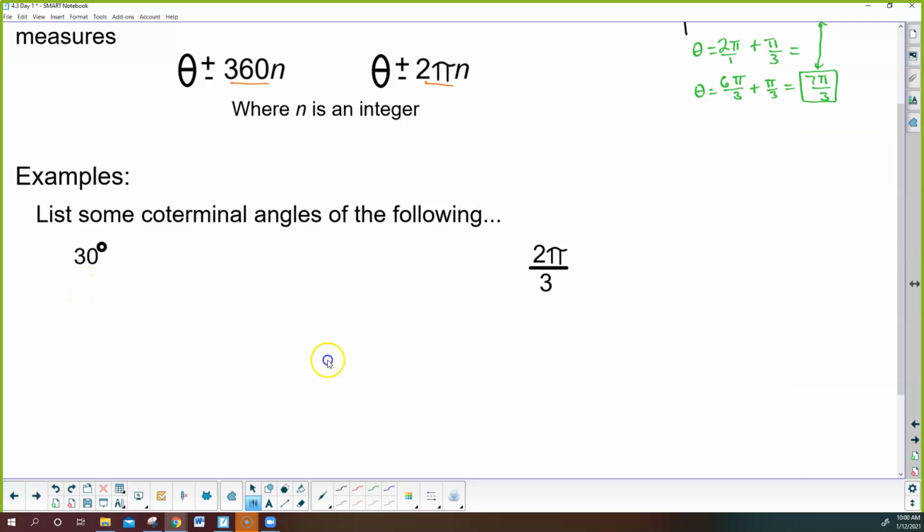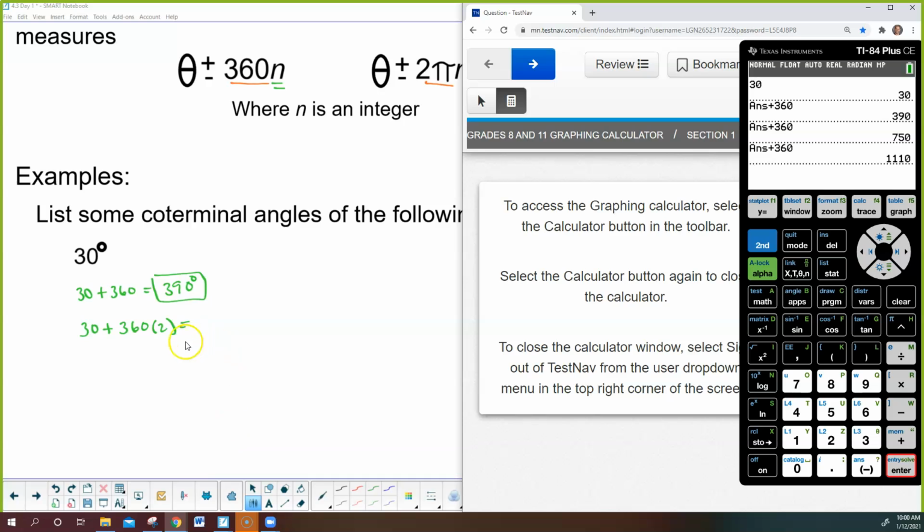So I'm not going to get too crazy here, but we knew 390 was one. If I do 30 plus 360 times 2, notice that's where n would be 2. That would tell me to go around the circle twice, plus the extra 30 degrees. What was that? I already forgot. That was 750.